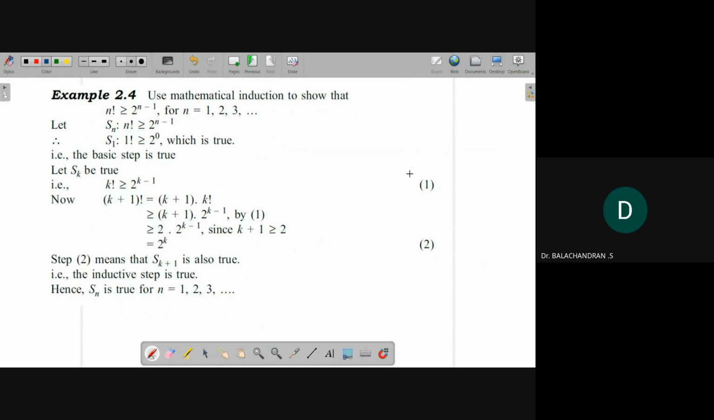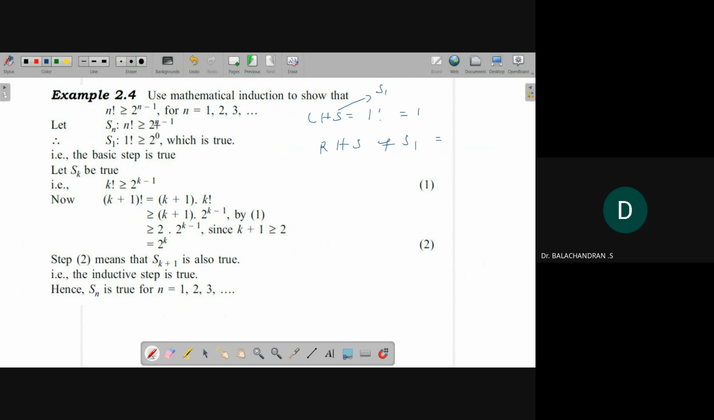So maybe I'll write here a little bit. So n equal to 1 means the left hand side is what? 1 factorial. 1 factorial is equal to 1. What is the right hand side? This is LHS of Sn. Now RHS of Sn, LHS of S1. Okay, LHS of S1. Now RHS of S1 is what?